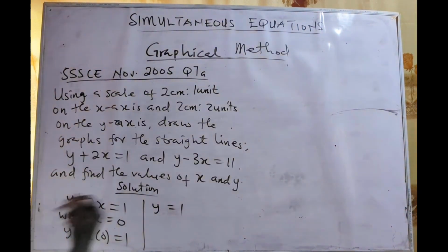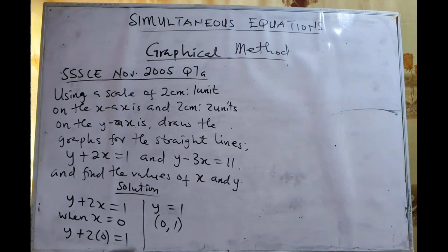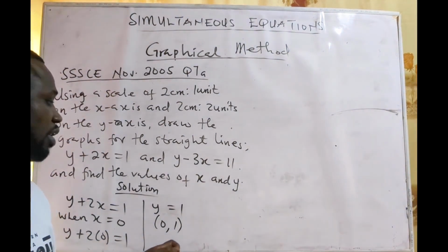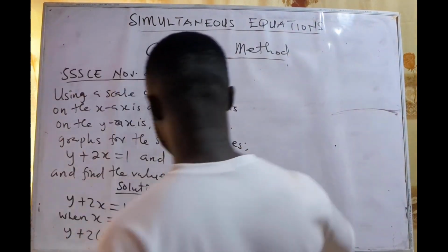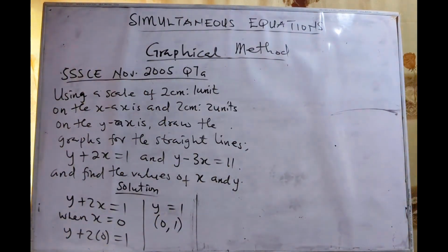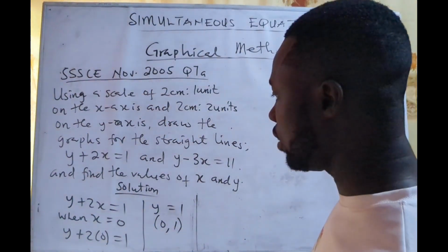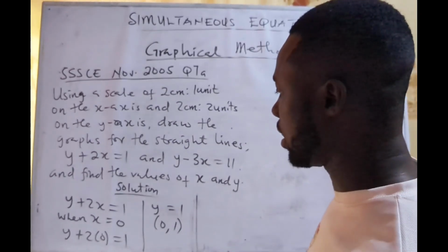So y is 1. What will be our point here? x is 0, y is 1. So we have gotten one of our points, x is 0 and y is 1. But we need another point too, so that we can get our straight line. At least we need 2 points.